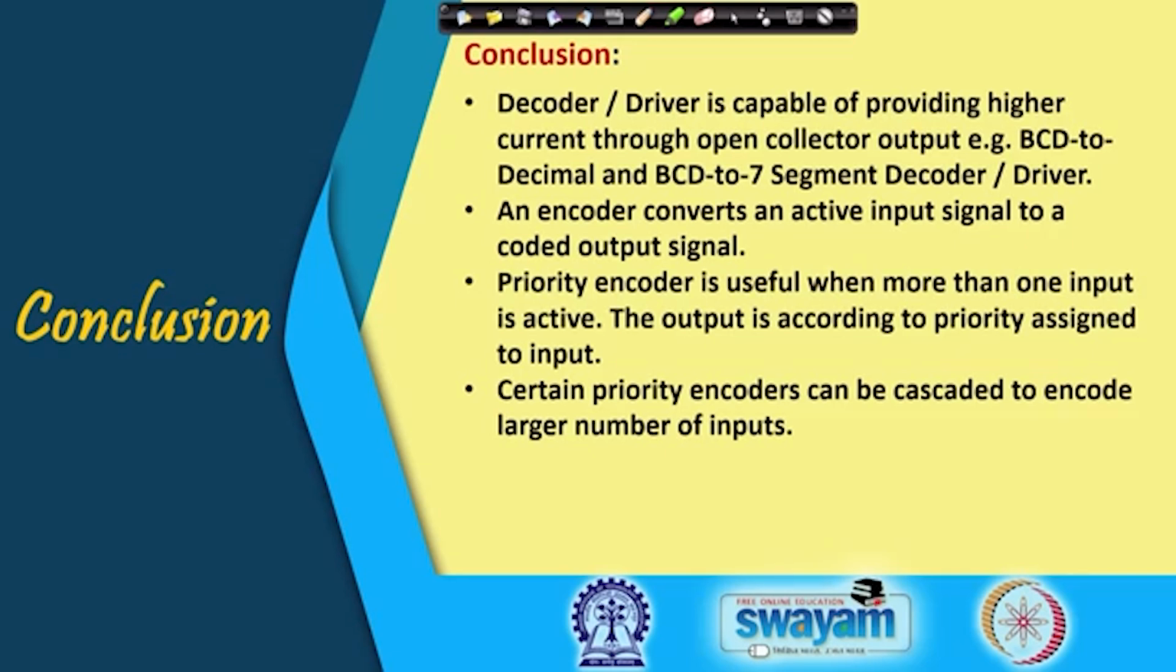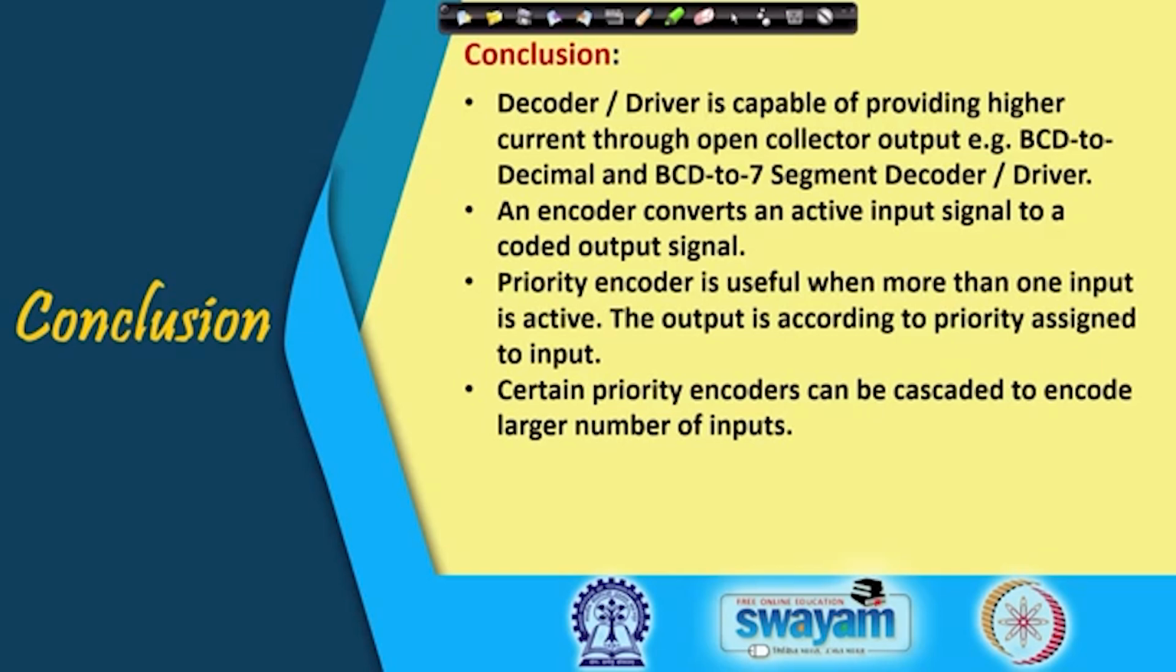and encoder converts an active input signal to a coded output signal, and priority encoder is useful when more than one input is active. The output is according to the priority assigned to the input. So, we had seen the examples where higher number was given a higher priority, but you can change the priority as per your requirement, and accordingly the design will be done.